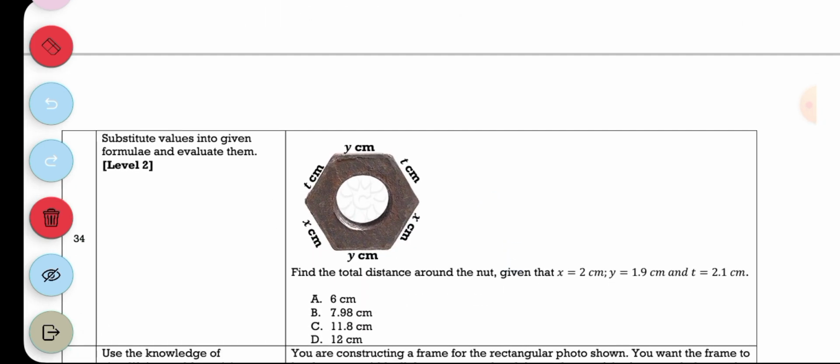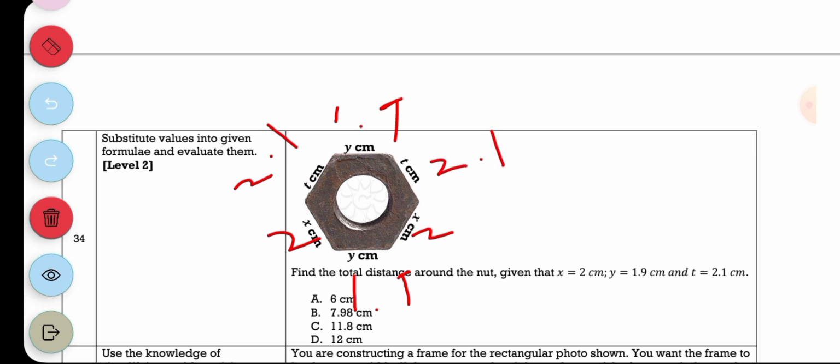To find the total distance around the knot. So x is 2. This is 2, this is 2. y is 1.9, 1.9 here and 1.9 down here. Then t is 2.1, another 2.1 here.